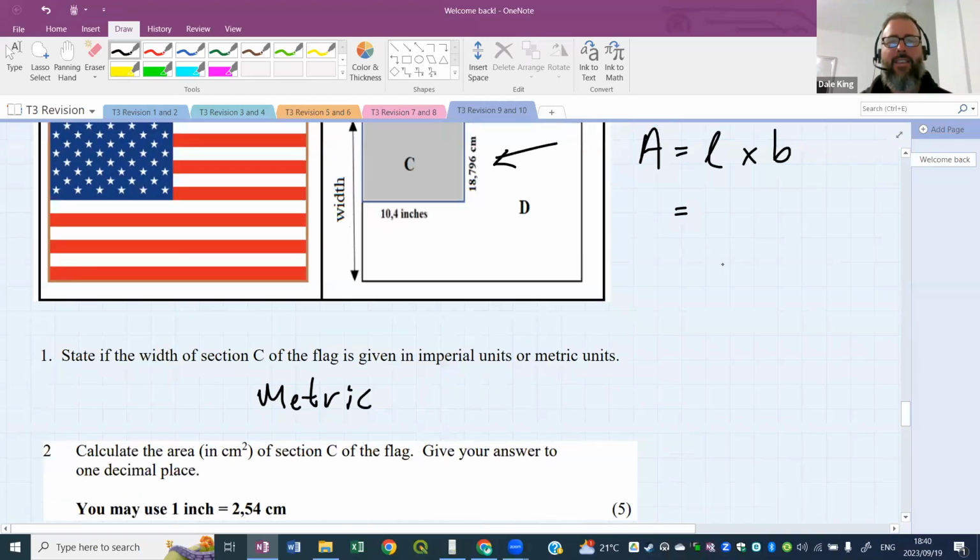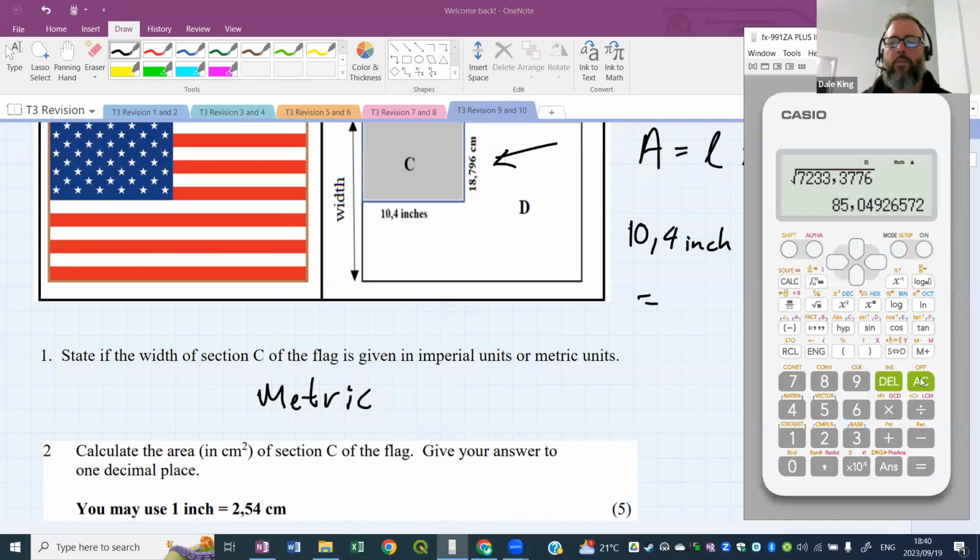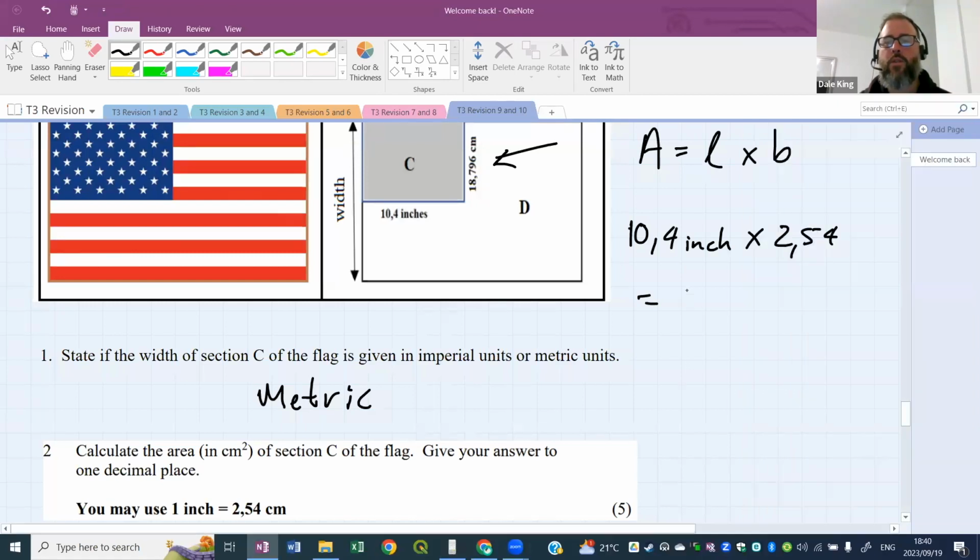You need to first convert it into centimeters. Good. All right. So let's not even do that now. Let's convert straight away. So this 10,4. What do I do with that? You times it by 2.54. 10.4 times 2.54 gives us 26.416 centimeters. Should I round this off?